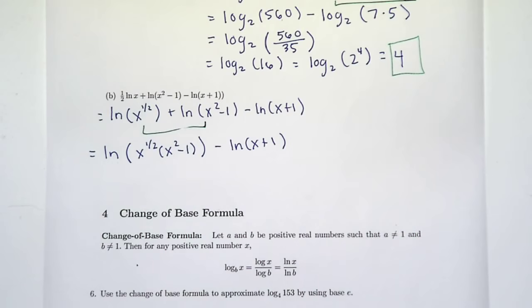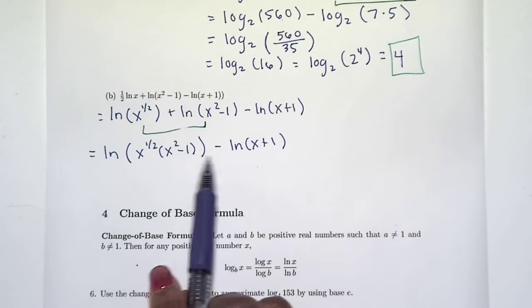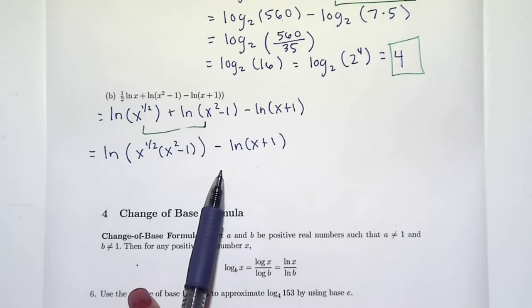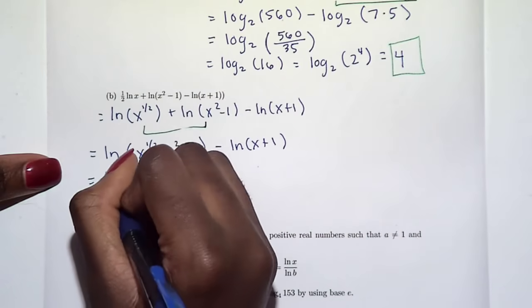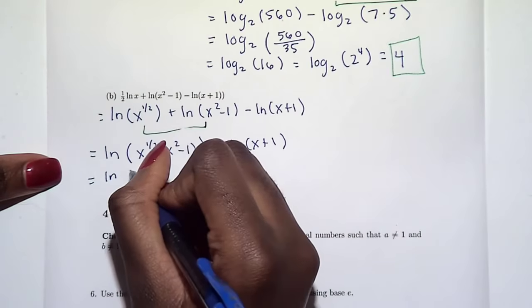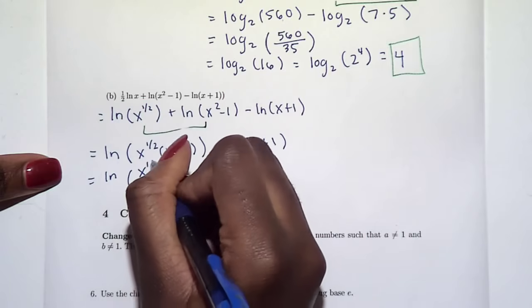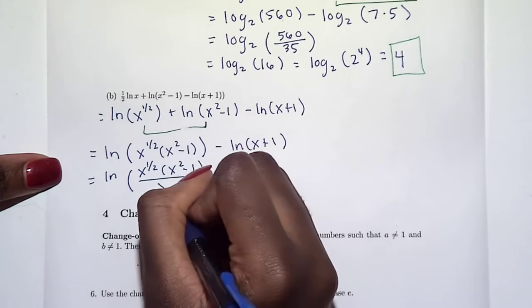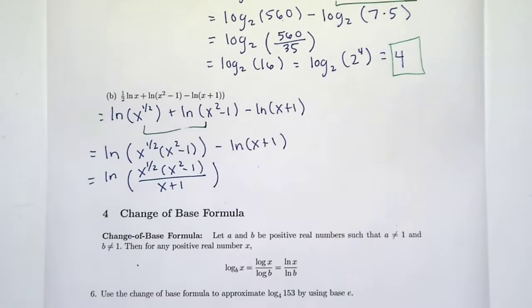All right, then we just have one more thing. We have 2 logs. We want to make this into 1. We have subtraction. That means we need to do division. All right, so we have now simplified this into 1 log.